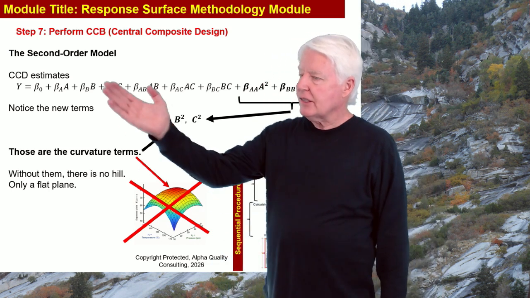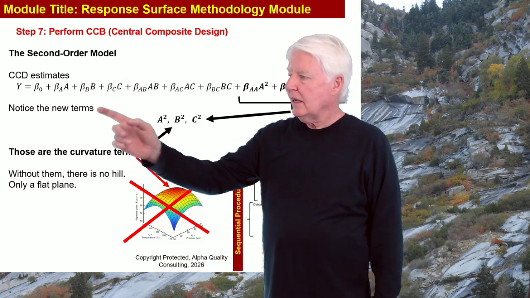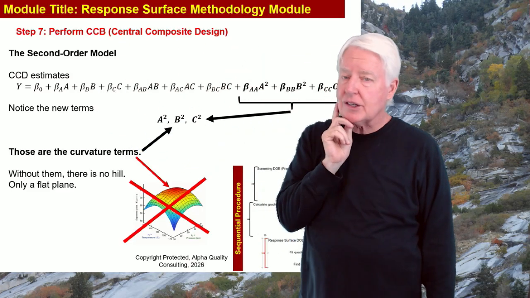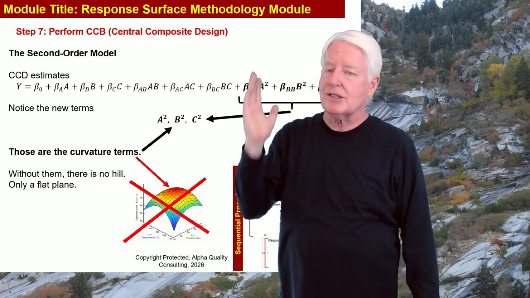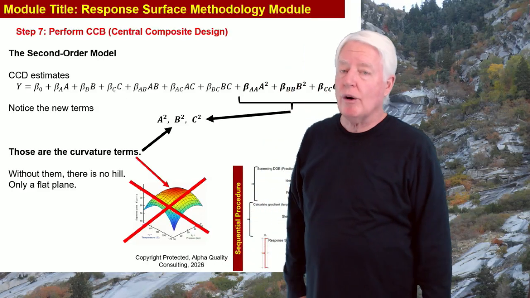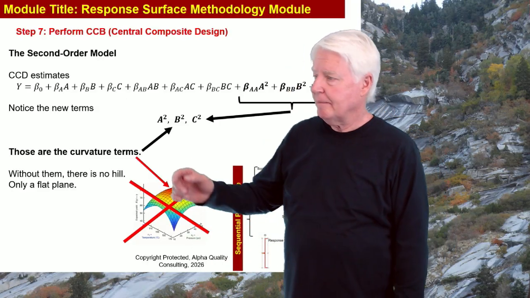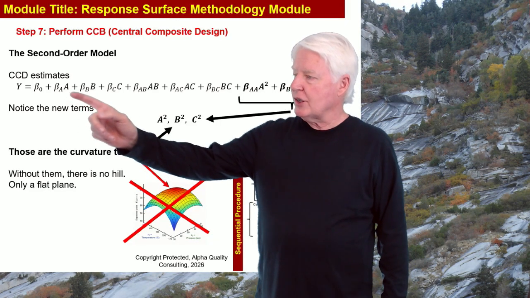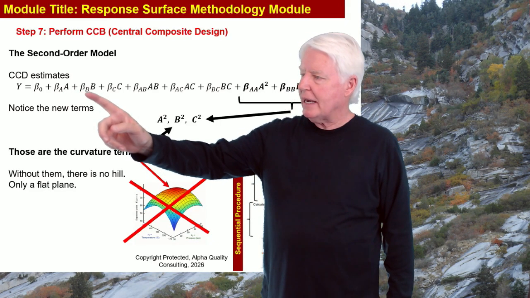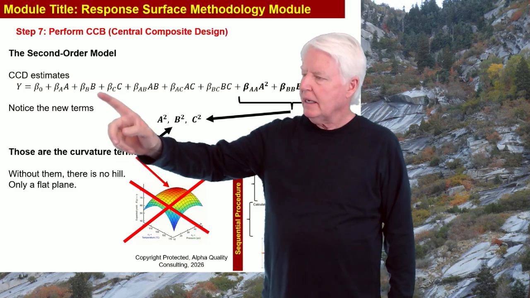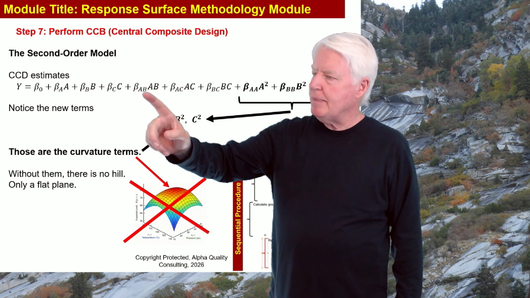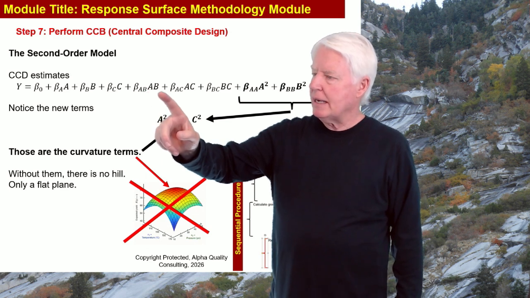Okay, the second order model, here it is. Central composite design. Again, there are many designs that can do this, but this is the most common. This is the one I tend to like the best, and most people do. But I'm going to go over the other ones so you know about them anyway. But here's the new equation. You have beta naught plus beta A times A plus beta B times the value of B, plus beta C times the value of C, plus beta AB times AB.